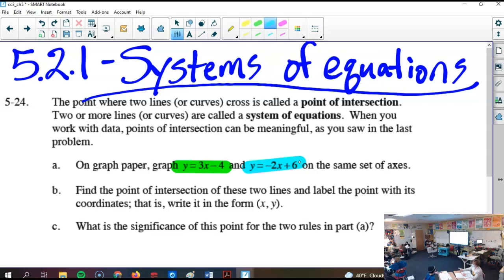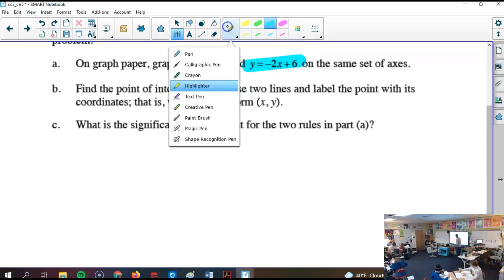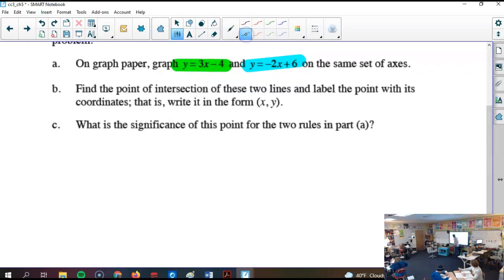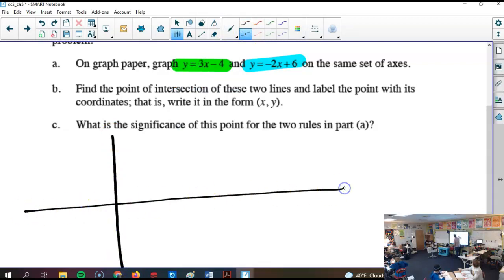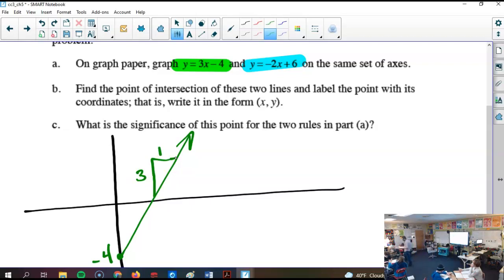I see some people with incomplete graphs. For the green function, what's your y-intercept? And what's your slope? Negative 4. Negative 3. Your slope is positive 3. So your green line should be starting, quote unquote starting, at negative 4, going up 3 every time it goes over 1. We should be going up 3 every time we go over 1.